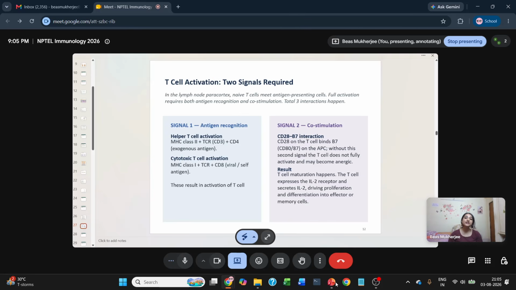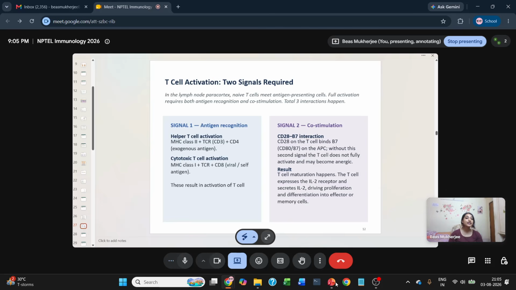So the first interaction is helper T cell activation: MHC class 2 and T cell receptor. Remember, T cell receptor is associated with CD3, cluster of differentiation 3, and CD4 co-receptor for exogenous antigen. They are all interacting. Cytotoxic T cell activation is MHC class 1, T cell receptor and CD8. The antigen is obviously viral or self antigen. These result in activation of the T cell.